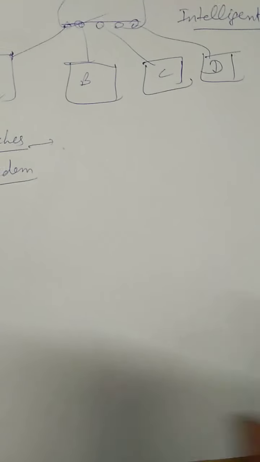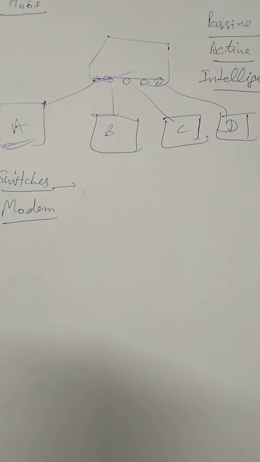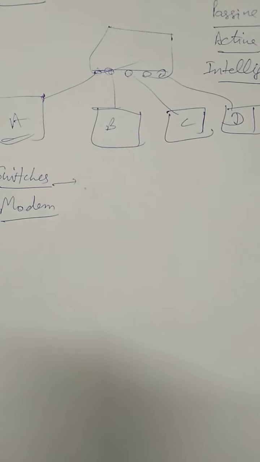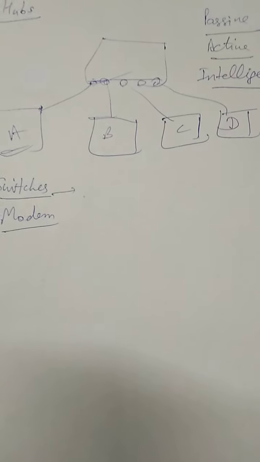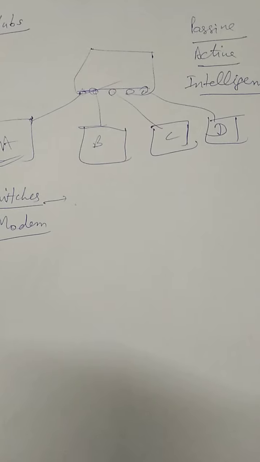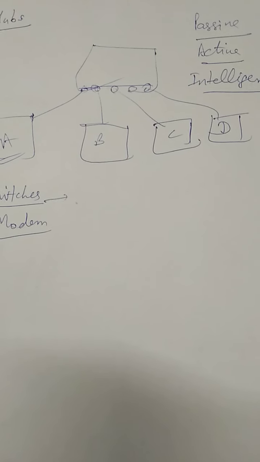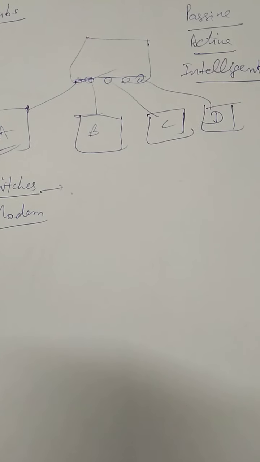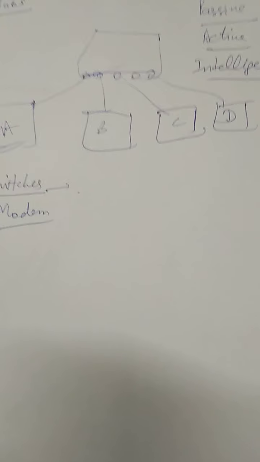Third is the modem. As you know, modulation, demodulation. This is the modem. A computer generates digital data which is unsuitable for long distance communication. So for this purpose, this data must be converted to analog data. It is modulation which performs this conversion of data from digital to analog.